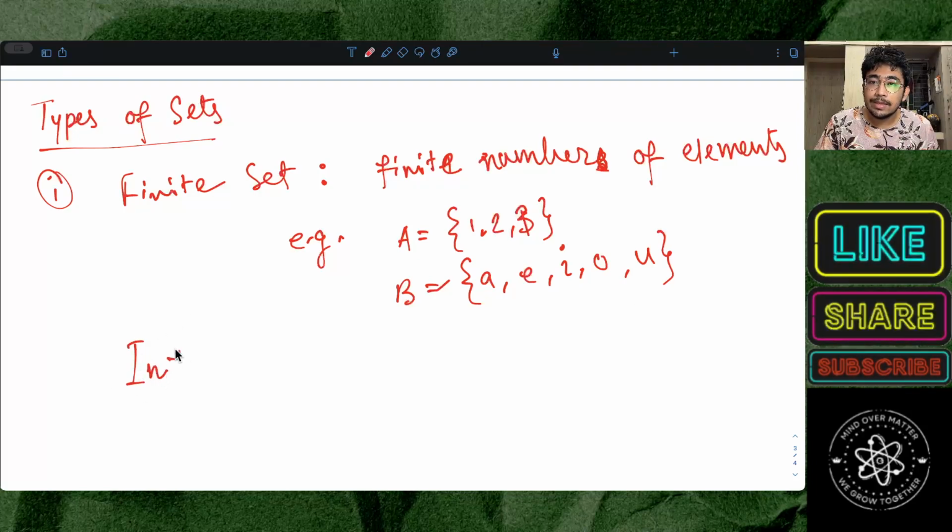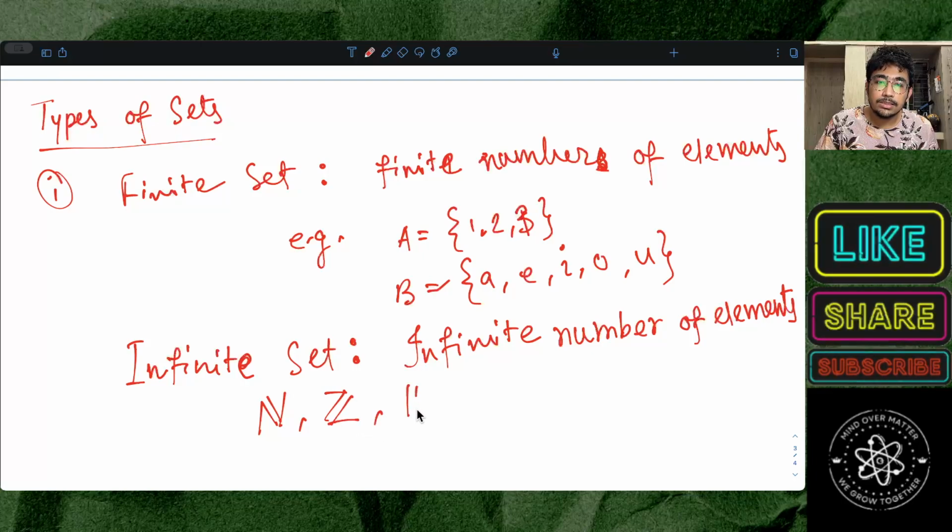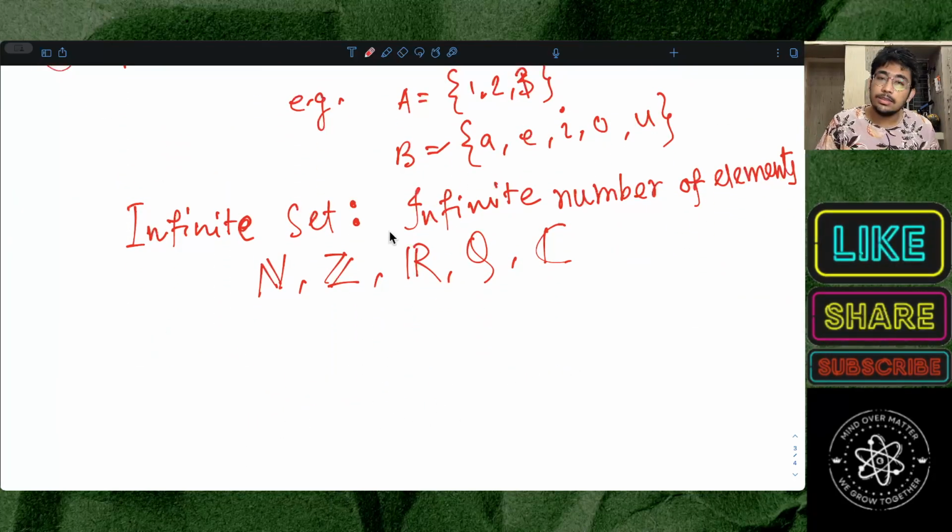Another type, you can guess from its name, is the infinite set. Basically it has an infinite number of elements. Can you guess what an infinite set can be? Yeah, we have just learned about infinite sets. All the sets that I was talking about before, the set of natural numbers, the set of all integers, all real numbers, all rational numbers, all complex numbers, they are all infinite sets.